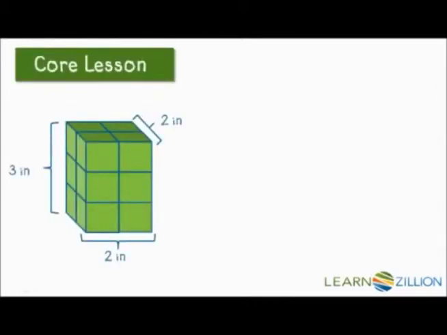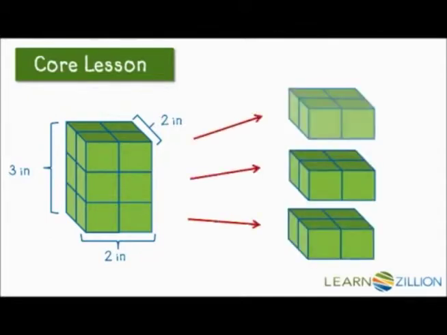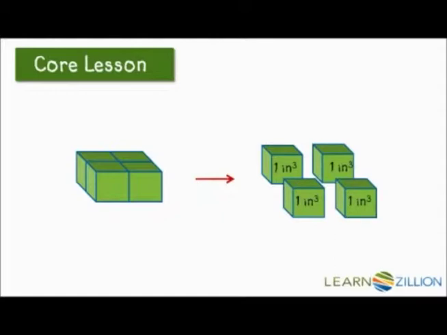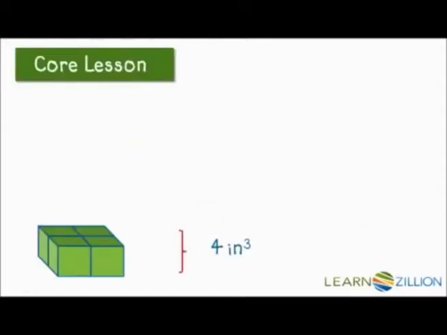So this prism has not 2 layers, but it has 1, 2, and 3 layers. And each layer is made up of not quite as many cubes. Let's go ahead and analyze one layer. If I look at this layer, I can see that it is made up of 1, 2, 3, 4 cubic inches. I'm going to use that same approach.